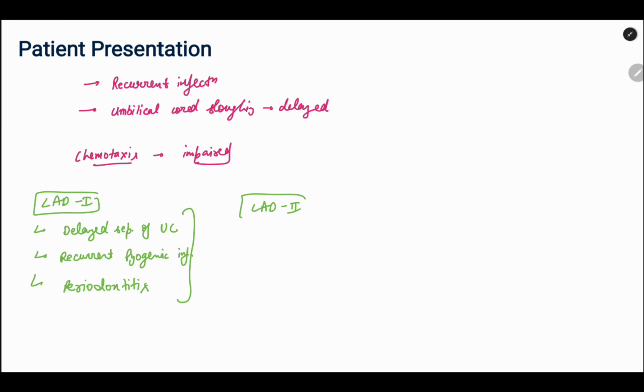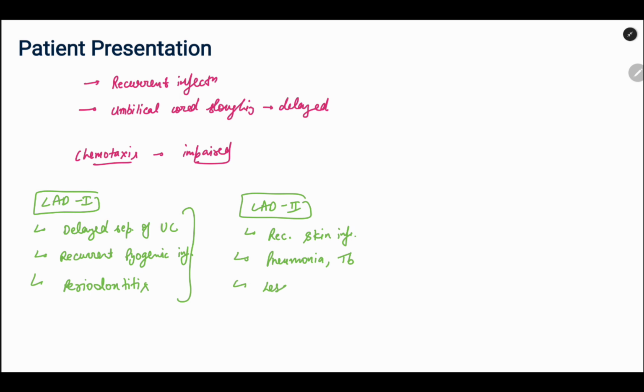So in LAD 2, what are the presentations? In LAD 2, there are recurrent skin infections. There can be a history of pneumonia, TB, and the infections which occur in LAD 2 are less severe as compared to LAD 1.